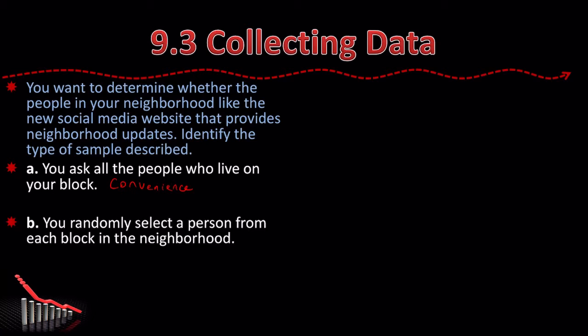How about if you randomly select a person from each block in the neighborhood? All right, so here you've divided the neighborhood into blocks, and then you're randomly choosing one person from each of those blocks. So you've grouped them, and then you're randomly selecting from the group. That is stratified.